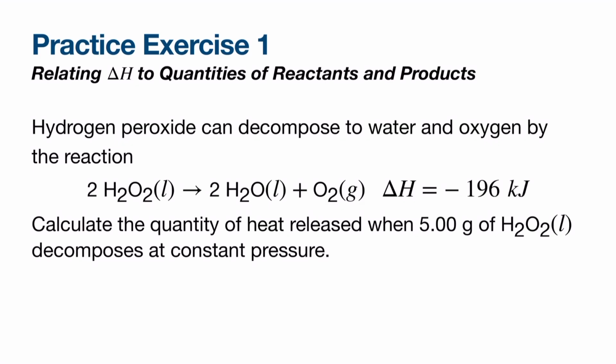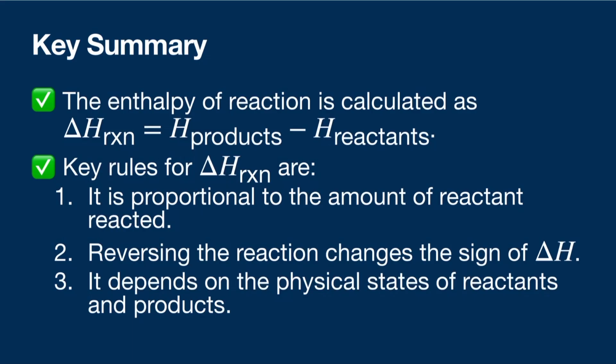Now you can pause the video to answer our practice exercise number 1. In summary, the enthalpy of reaction is calculated as the change of enthalpy of reaction equals the enthalpy of products minus the enthalpy of reactants. There are 3 key rules for the change of enthalpy of reaction. First, it is proportional to the amount of reactant reacted. Second, reversing the reaction changes the sign of the delta H. And third, it depends on the physical states of reactants and products. That's it for now and see you on our next video.